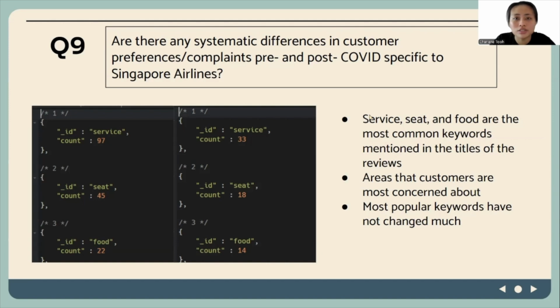From our results, the most popular preferences and complaints have consistently been about service, followed by seats, then food. While the key concerns of passengers remained largely consistent, there were likely shifts in sentiment associated with these concerns, as seen from the decline in overall ratings. This change in sentiment presumably reflects the evolving context of air travel before and after the pandemic, as well as broader operational changes within Singapore Airlines.